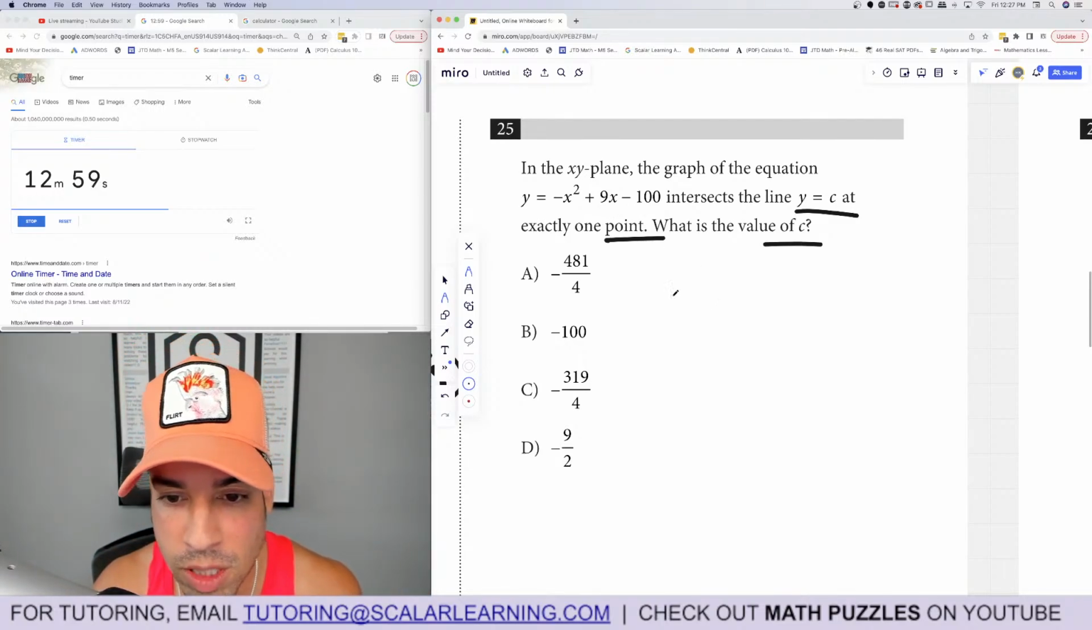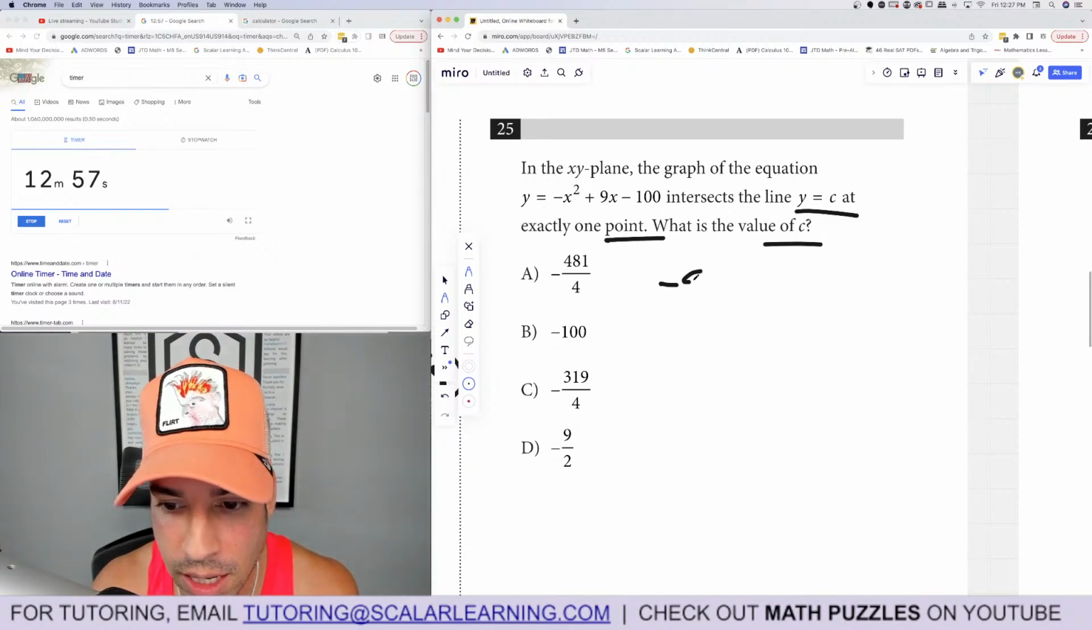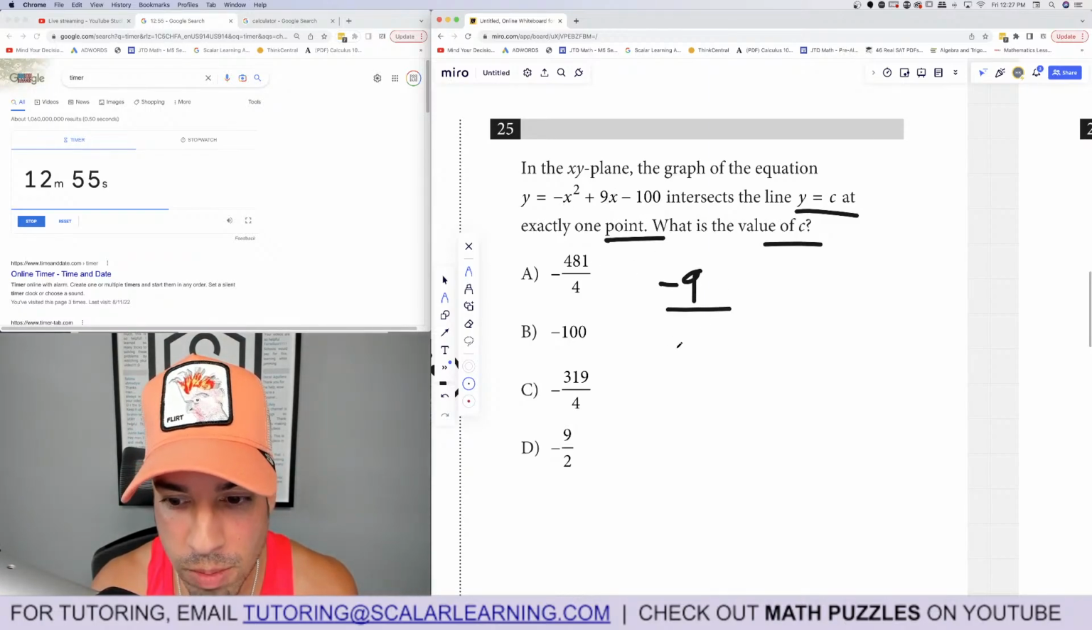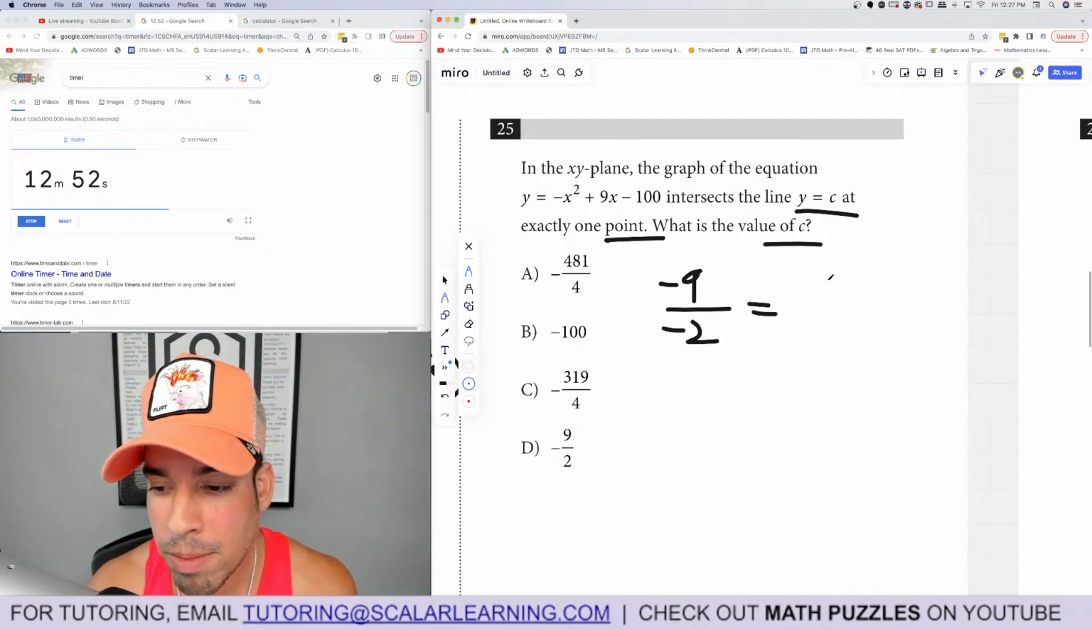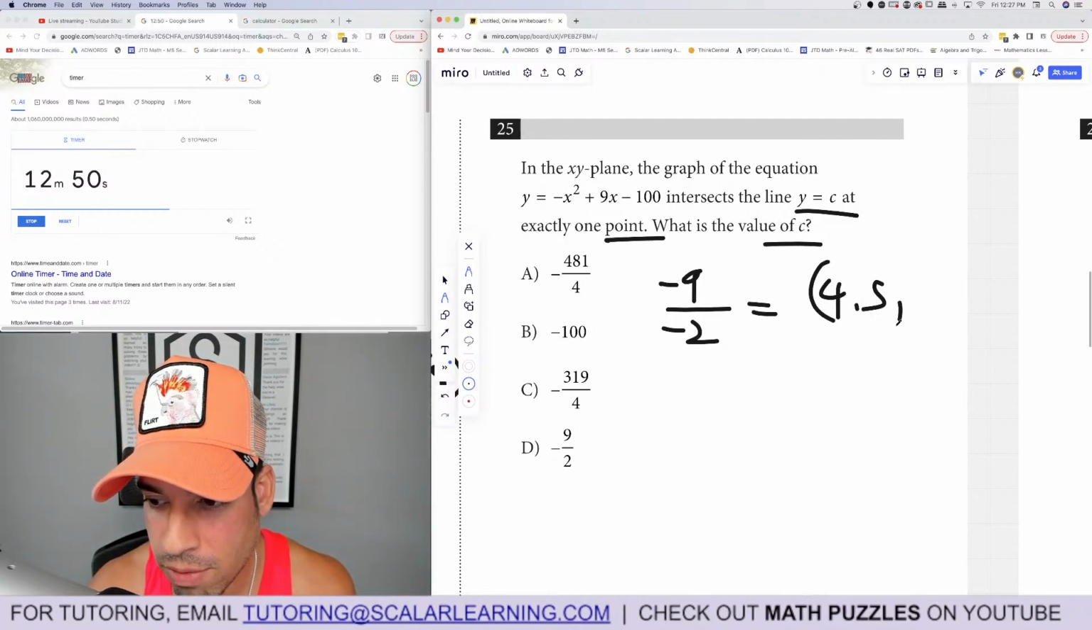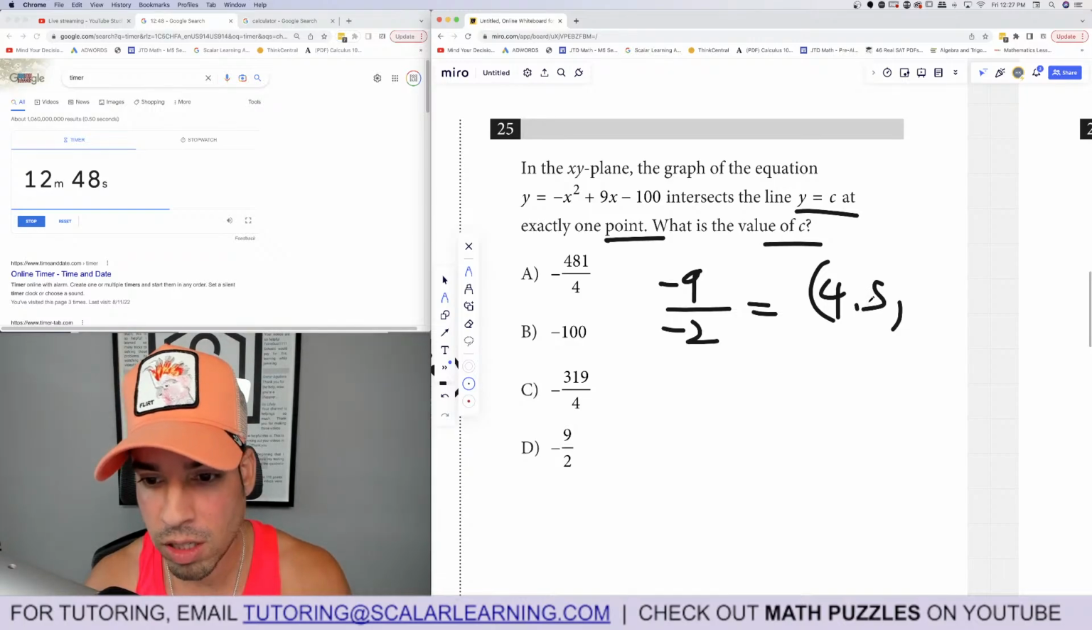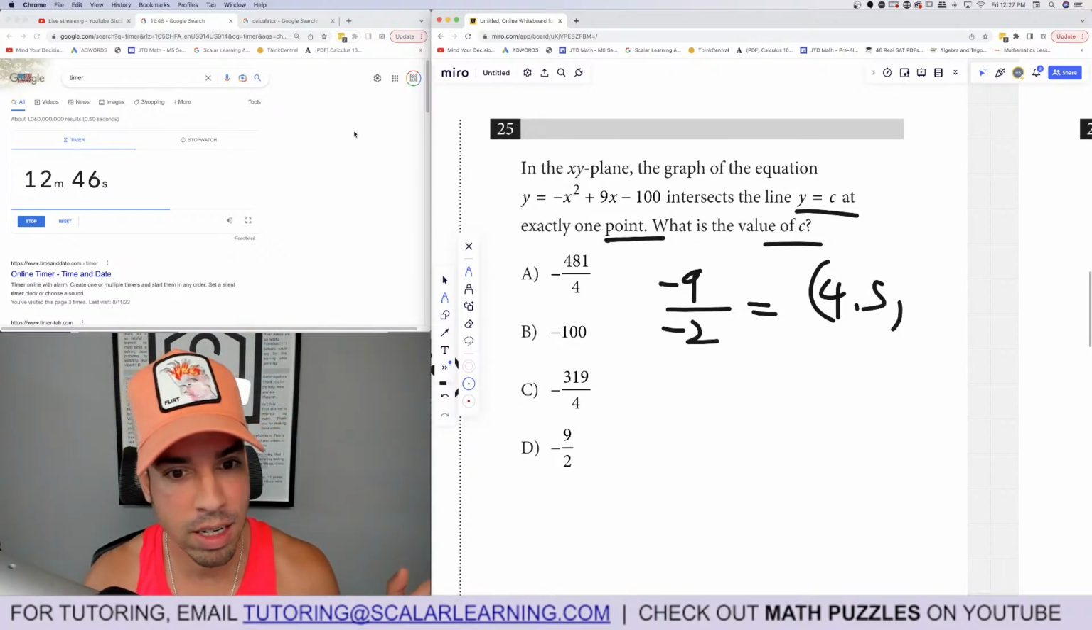So I'm going to calculate the vertex. We're going to use negative b over 2a. That's negative 9 over 2 times negative 1, which is negative 2. That means the x value of the vertex is at 4.5, but we need the y value of the vertex. So I'm going to plug it into the equation, and we're good to go.